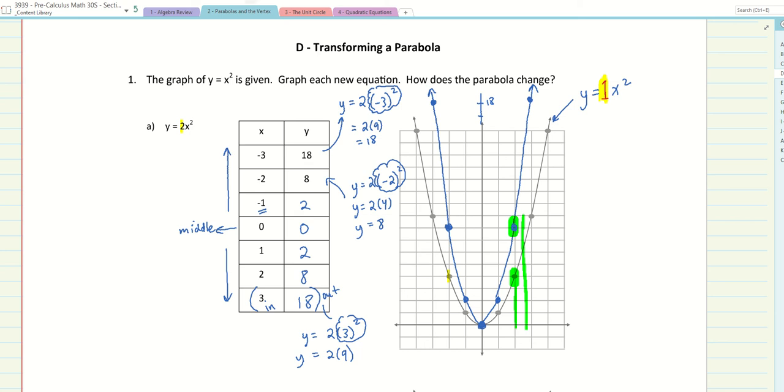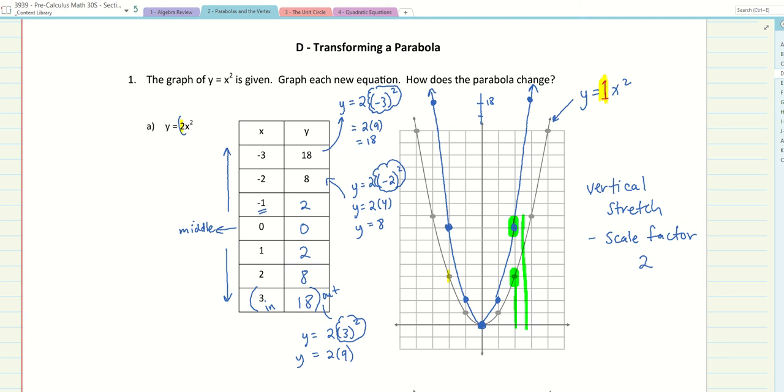We call this in math a vertical stretch, and the scale factor is kind of like how much did the height change? Well, the scale factor is 2 because it got twice as tall.